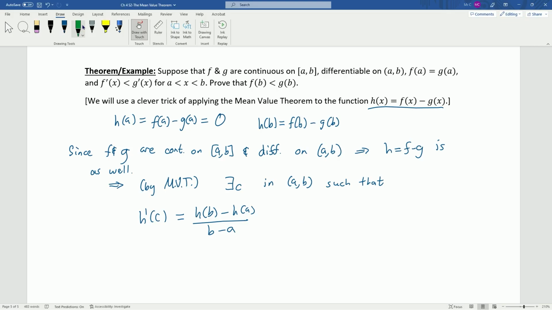But what do we know here? Well, we know that h prime of c is just f prime of c minus g prime of c. And what else do we know? We know that h of b is f of b minus g of b, minus h of a, but h of a is just 0.